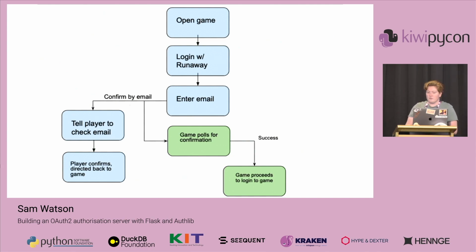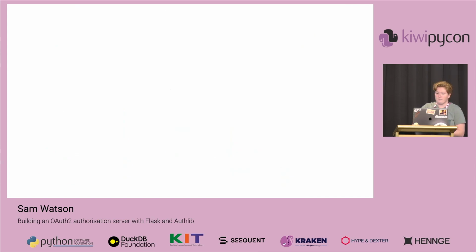We settled on this flowchart where the game is opened, the player clicks on a button that says login with Runaway, they enter their email, go to their email and click on a confirmation. The player goes back to the game and the game logs them in. So you can see what I mean. This is how it works in a game.